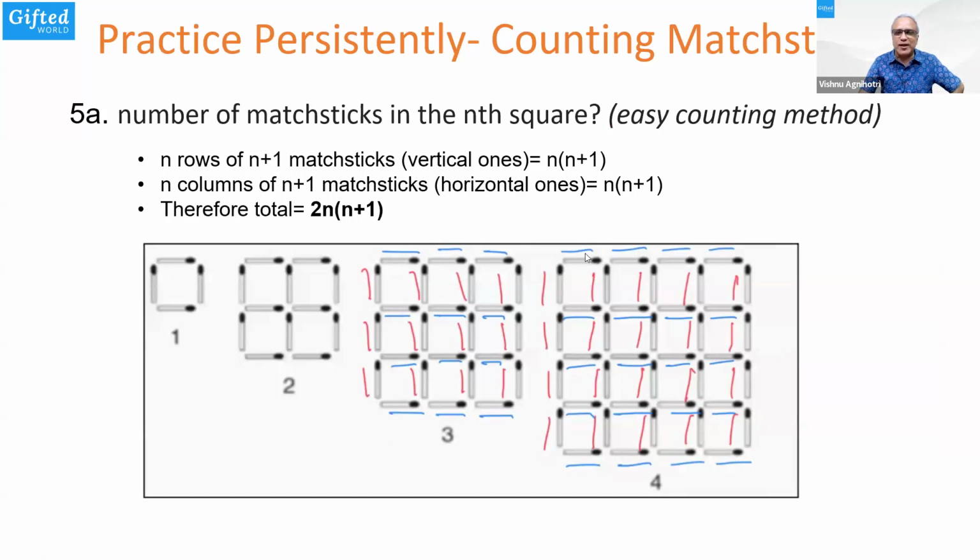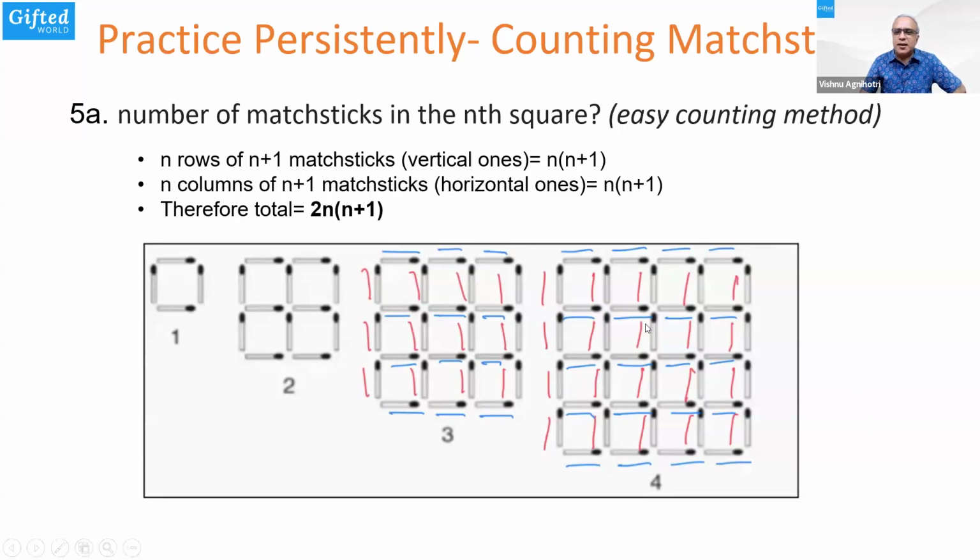So if you take the red vertical lines and the blue horizontal lines, I'm going to send you this presentation. You can easily find out that there are n rows of n+1 matchsticks, n columns of n+1. So 2n into n+1, you get the answer. I'm going very fast right now, but if you spend 4 or 5 minutes on it, you will get it.